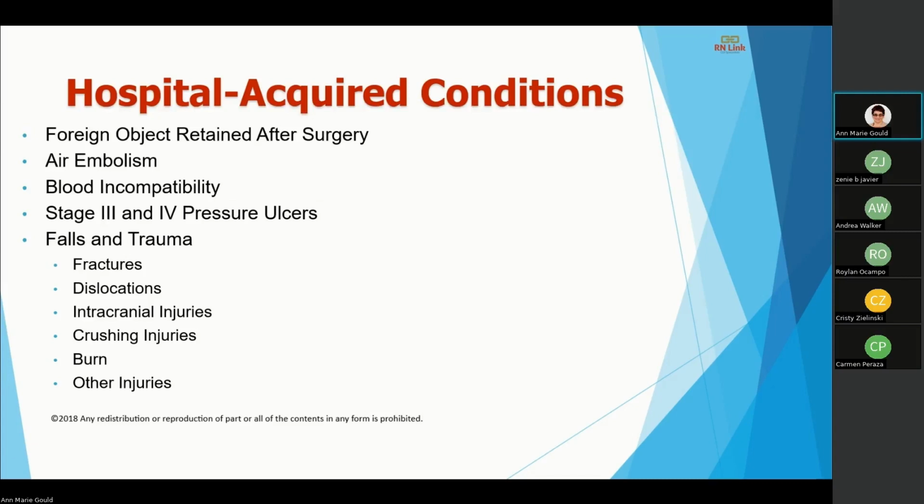Okay. Air embolism, very rarely do I see that. Blood incompatibility also, I very rarely see that because of all the testing and the different policies and procedures that are in place. Your stage 3 and 4 pressure ulcers, that's one of the biggest ones that we look at from a CDI point of view because of POA status. Falls and trauma, whether it happened in the hospital, that's what you want to clarify, if it's POA or not. Your fractures, dislocations, any intracranial injuries or crushing injuries, burns or other injuries.